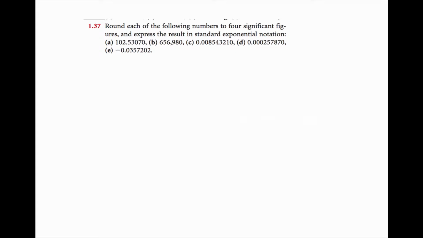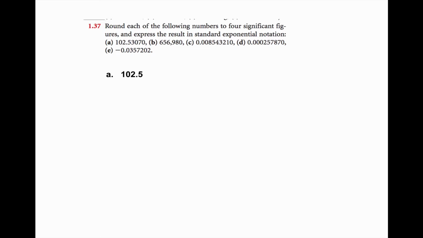Round each of the following numbers to 4 significant figures and express the result in standard exponential notation. All right, exponential notation is only important when it's important, right? If you can write a number without it, that's better. We only use exponential notation when we need to. So I'm looking at A. The last reportable digit would be the 5 followed by the 3, so I would just drop the 3. All right, and I'd have 4 sig figs in this number.